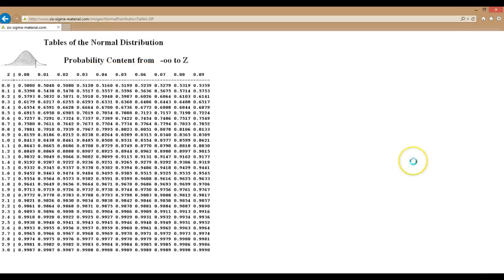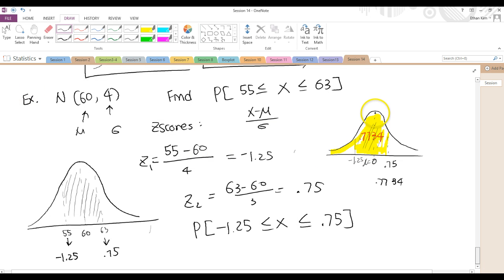Alright? And one thing to notice from this table is that there is no negative value. But if you think about it, this graph is symmetrical. Say we're looking at this part, because we have to subtract that amount from 0.7734. This part is actually equivalent to this point, because this graph is perfectly symmetrical. So from 1.25, the area over here is the same thing as that.